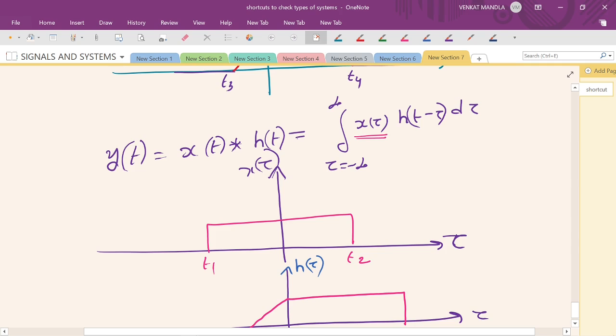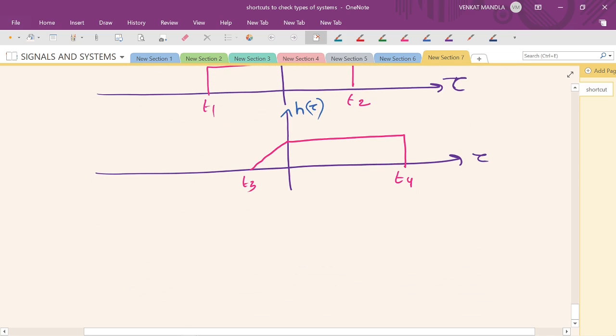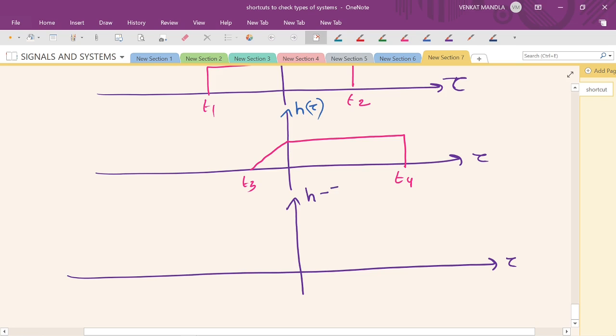So x of tau, and we need to do h of minus tau first, and then we need to shift by small t amounts. This is h of minus tau minus t, right? First we have to do time reversal of h of tau, that is h of minus tau, right? This is tau, this is h of minus tau. Let us say what we get, h of minus tau.